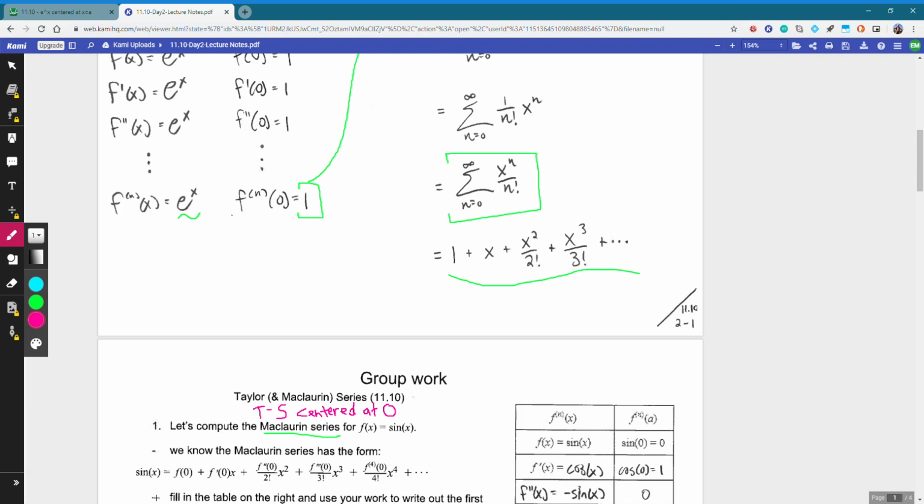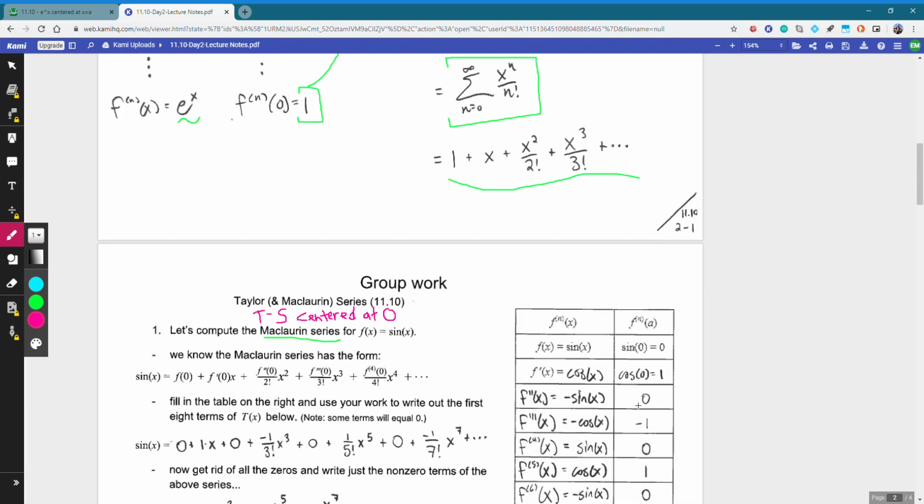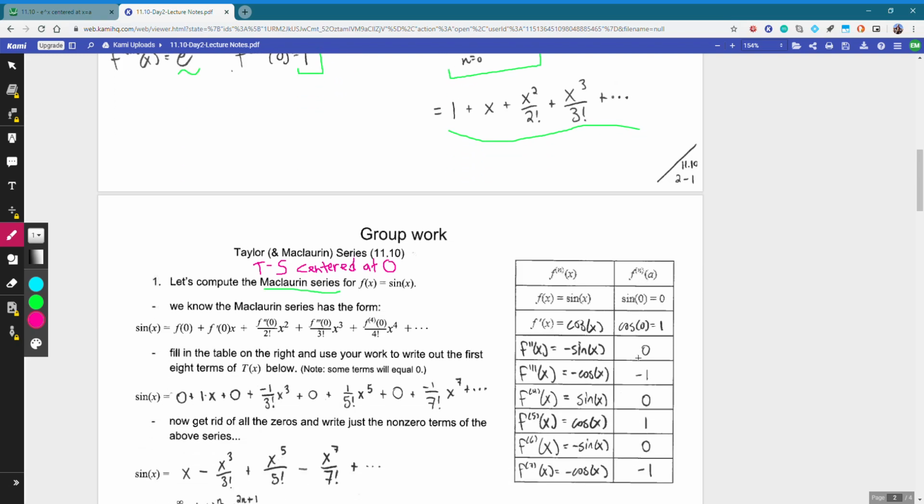All right, now that we had a chance to work on that, let's talk about it. So here's what I got for all my derivatives, just cranking through those. For each of those, we can plug in our center, 0, 1, 0, negative 1, 0, 1, 0, negative 1.